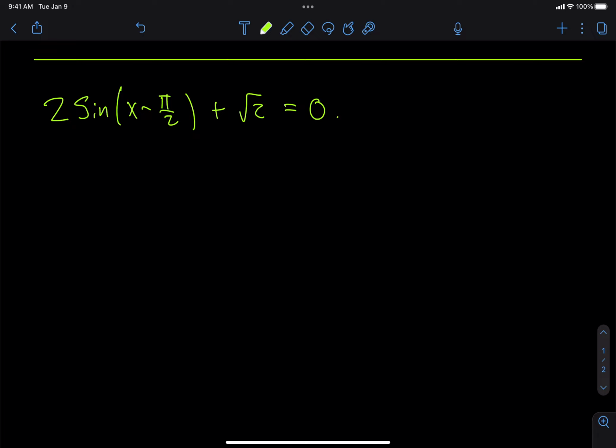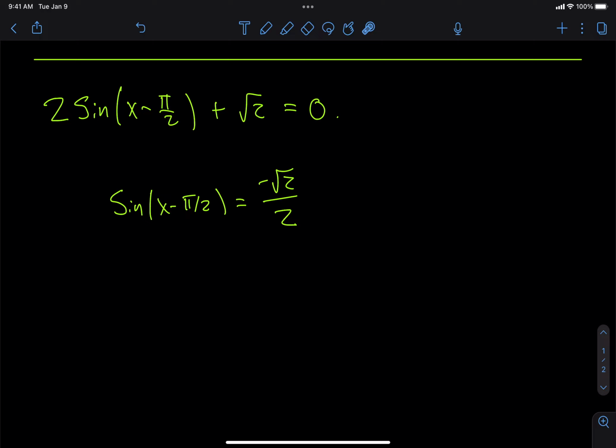What's probably a good way to start this problem off? Subtract the square root of 2. Mm-hmm. And then divide by 2. Yeah, you agree with that? Okay, so we're going to reduce to sine of x minus pi over 2 is equal to negative square root of 2 over 2.